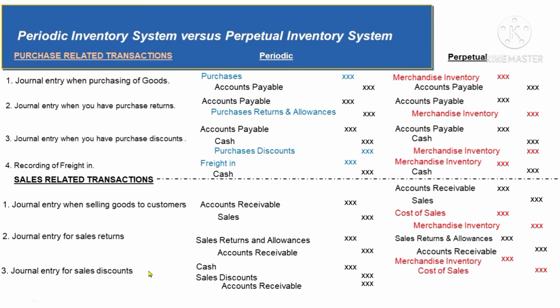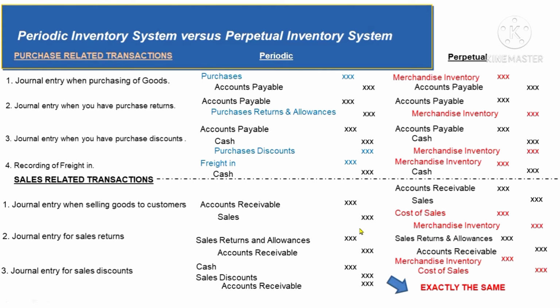Lastly, we have the sales discounts. So, do periodic and perpetual system have the same journal entry? The answer is yes. And unlike the sales and the sales returns right here, there are no secondary or additional entries here in the sales discounts. They are exactly the same.